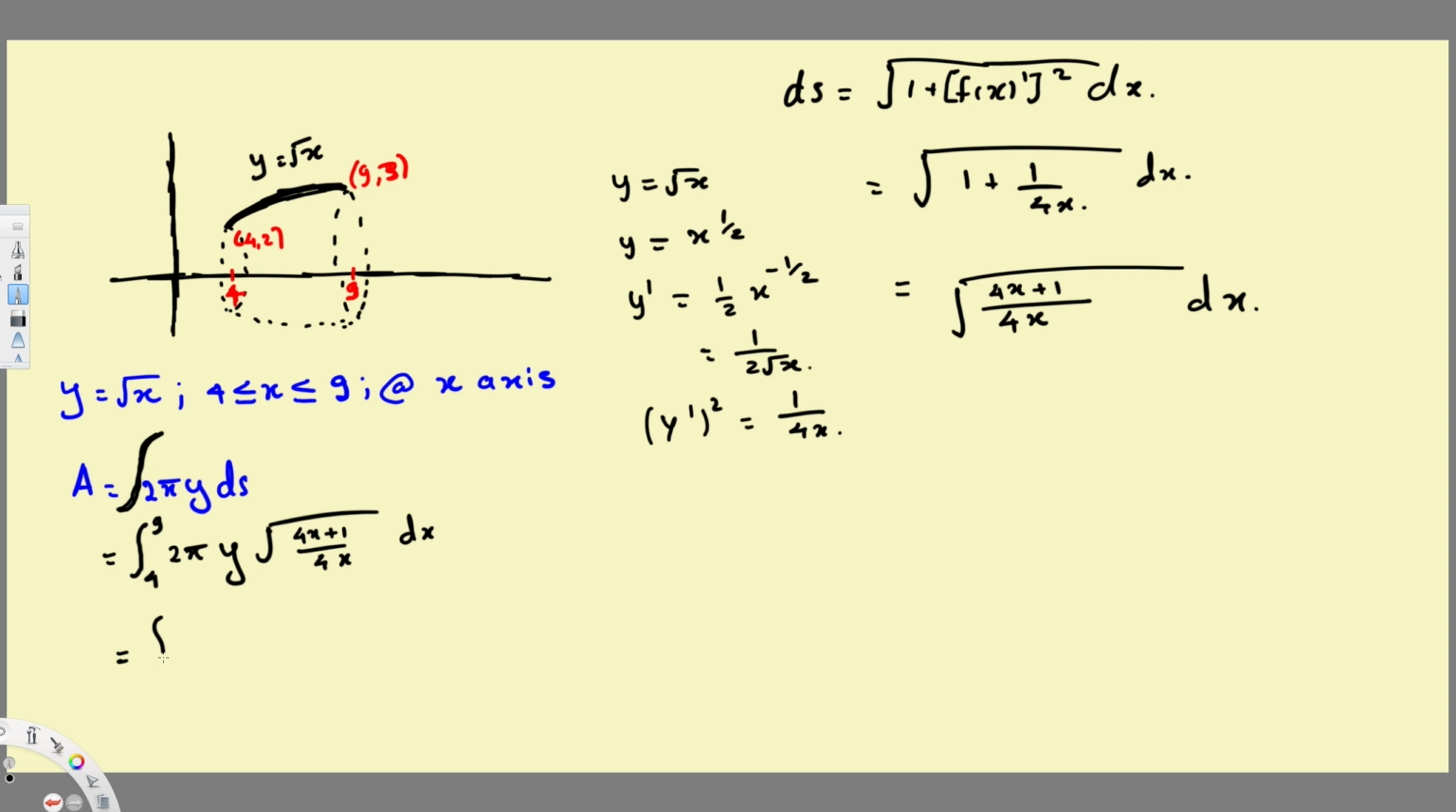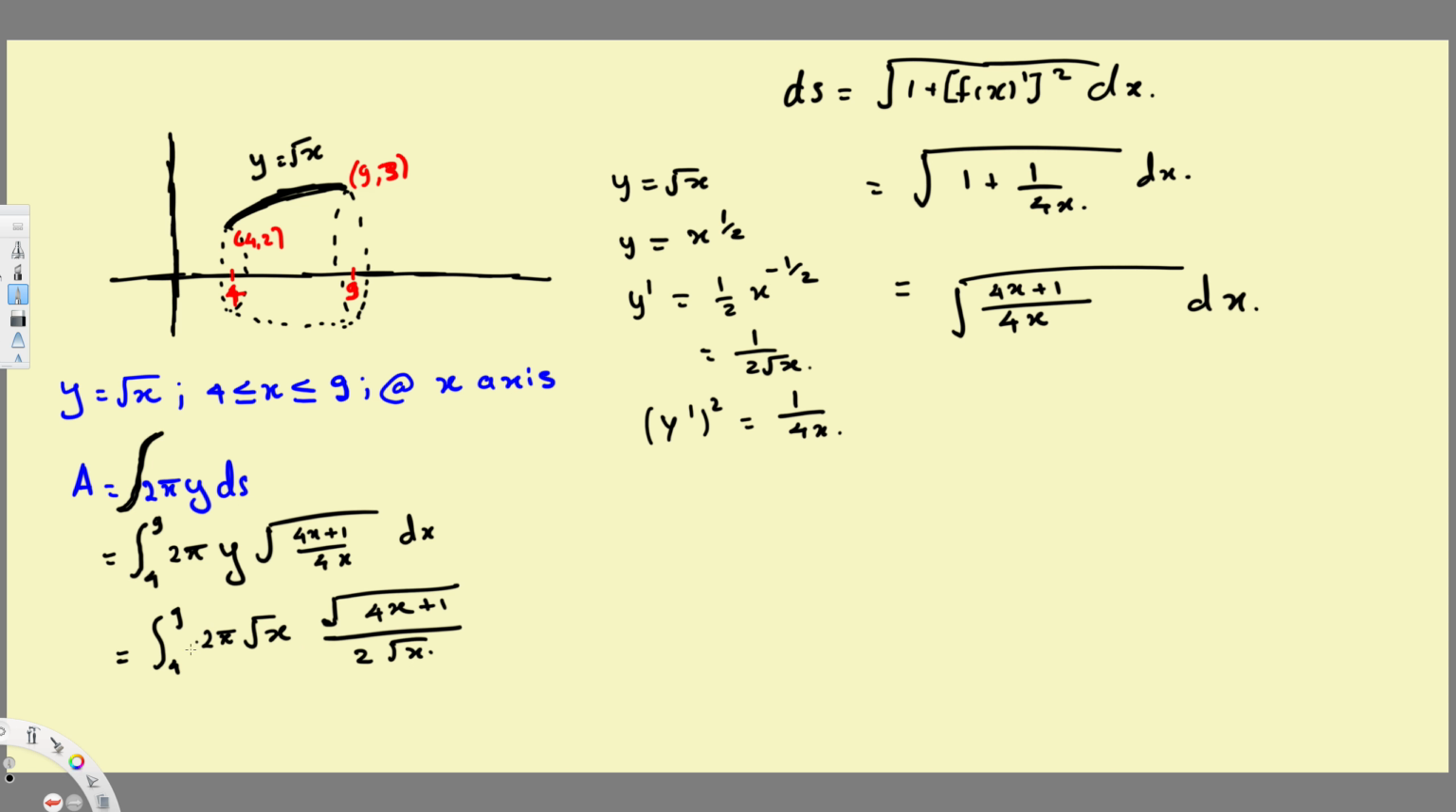So this is going to be the integral from 4 to 9 of 2 pi root x times the square root of 4x plus 1 over 4x. Or instead of writing it like this, I can cancel this 2 and root x. We know that the square root of 4 is 2, and the square root of x is just the square root of x.